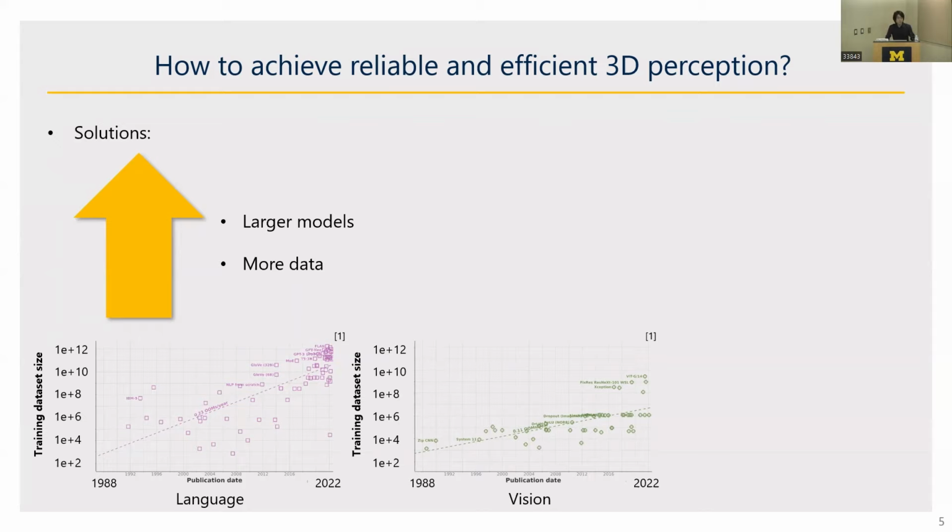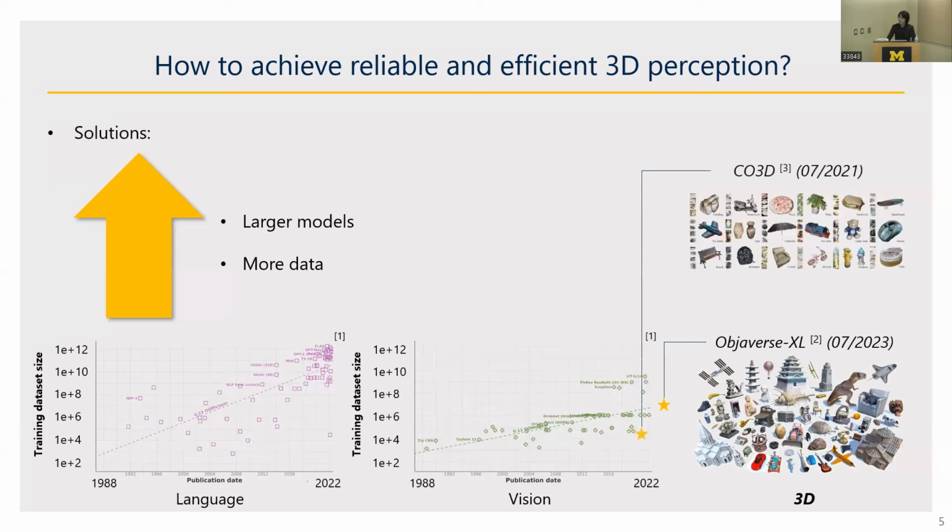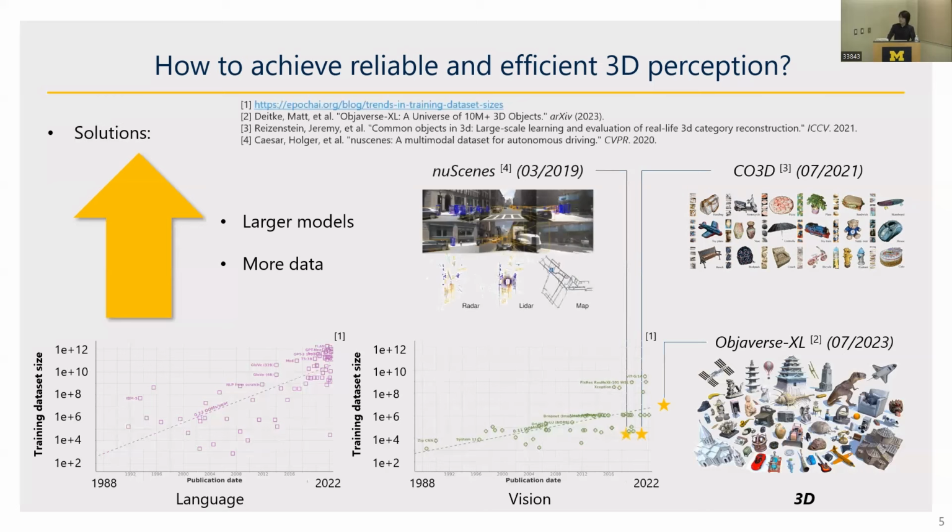What about 3D models? If we visualize them in the figure of the vision, the largest 3D object dataset is about here, the yellow star. This is the Objaverse-XL dataset released just a few days ago, and it contains about 10 million objects. And it is even a synthetic dataset. If we consider a real world object dataset, the largest one is probably here, the CO3D dataset with about tens of thousands of objects. And for autonomous driving, a very popular one is nuScenes, and it contains 40,000 annotated frames. So their scale is similar.